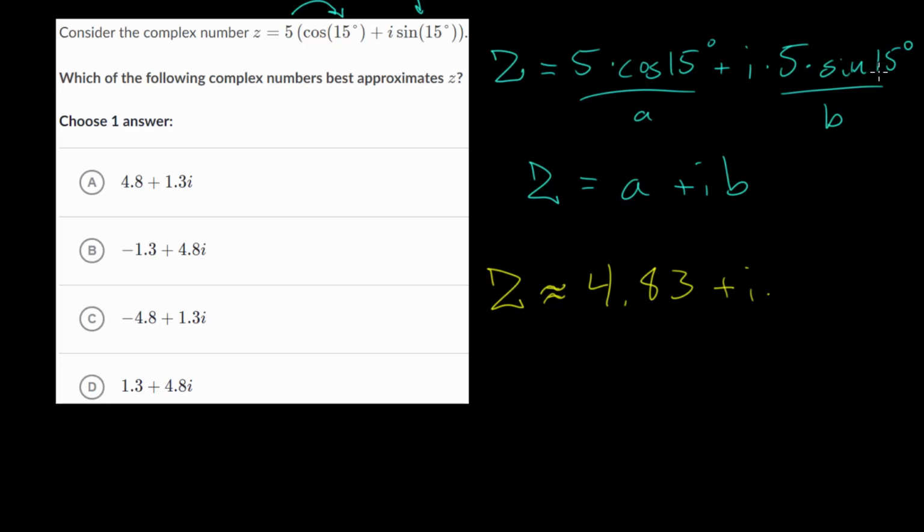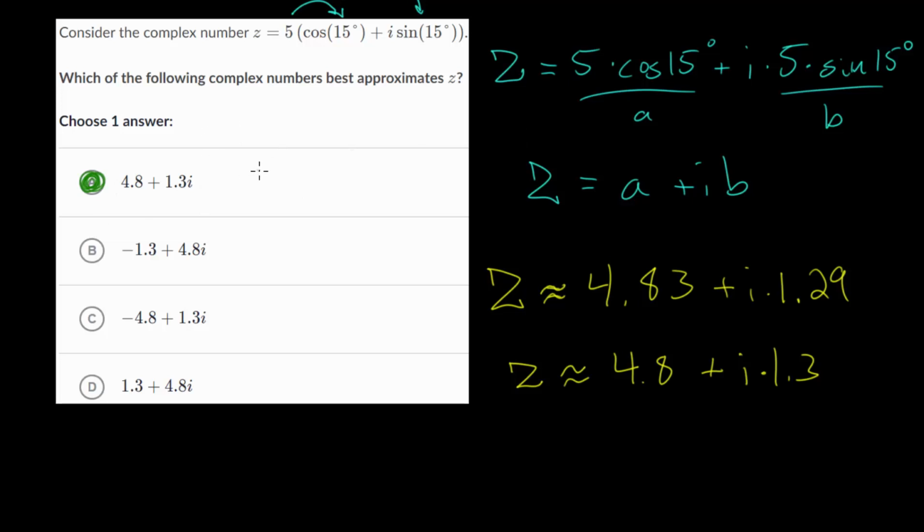But after plugging that into our calculator, we get 1.29 approximately. And it looks like these answer choices round to the tenths place, meaning that we can rewrite these as 4.8 plus i multiplied by 1.3. And looking at our answer choices, we have a positive real part, 4.8, and a positive imaginary part of 1.3.